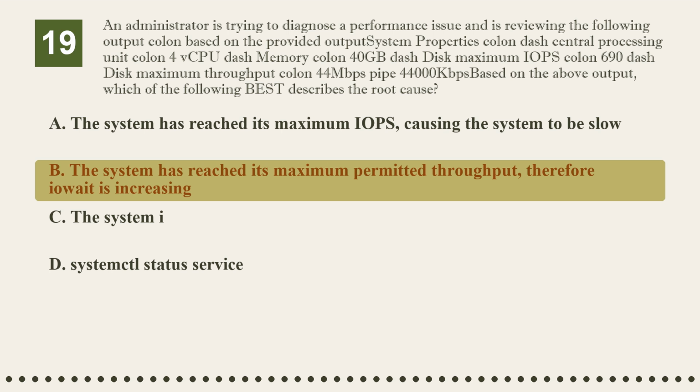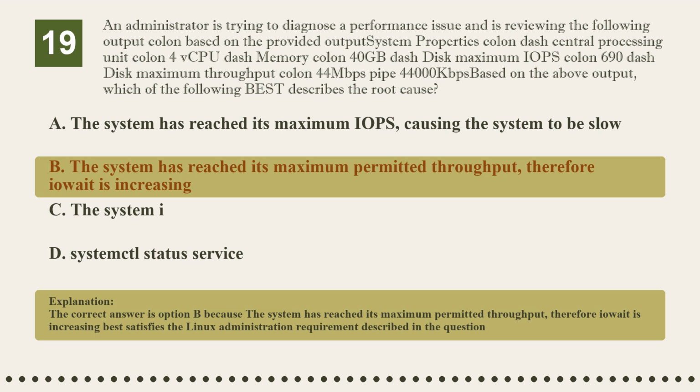The system has reached its maximum permitted throughput, therefore I/O wait is increasing. The correct answer is option B because the system has reached its maximum permitted throughput, therefore I/O wait is increasing, which best satisfies the Linux administration requirement described in the question.